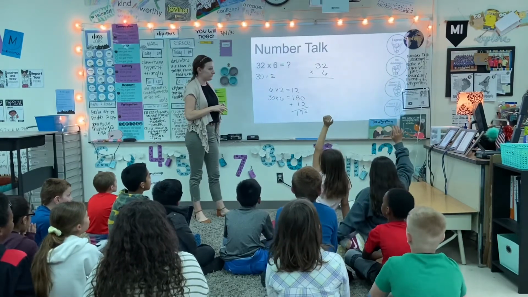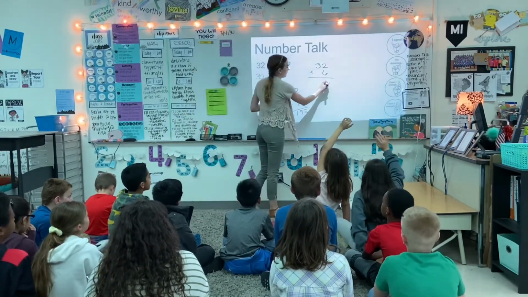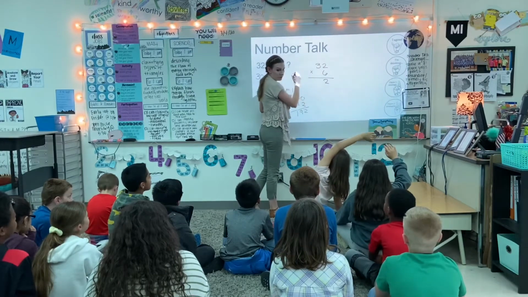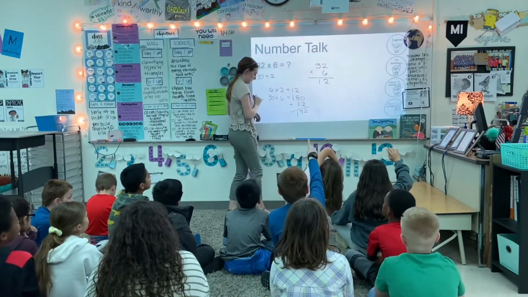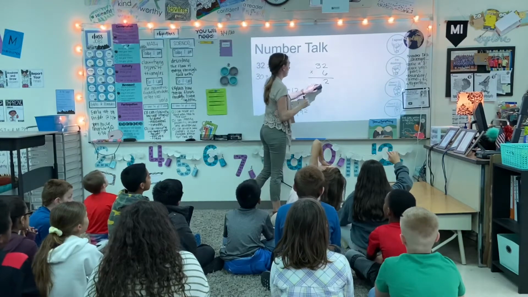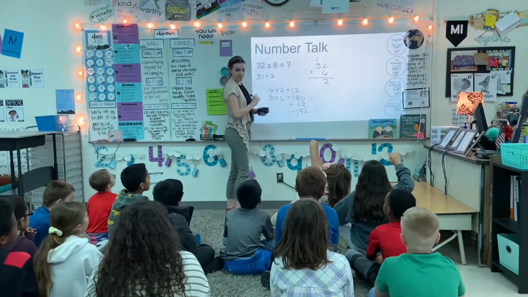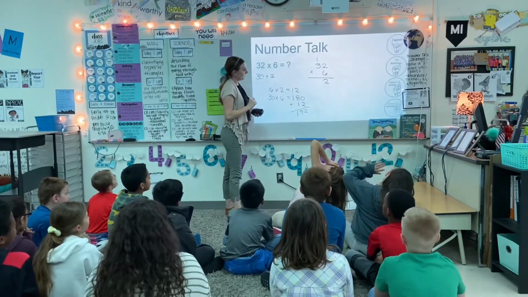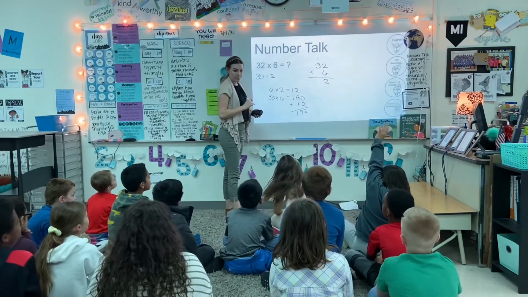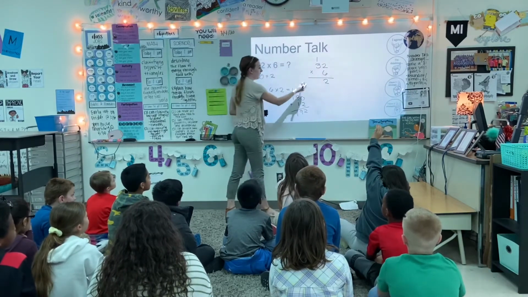I multiplied 6 times 2 and I got 12. Okay. And then would you put the 12 here? No, I put the 1 above the 3. Okay, like that? Yes. And I did 6 times 3, which was 18 plus 1 is 19. Okay.